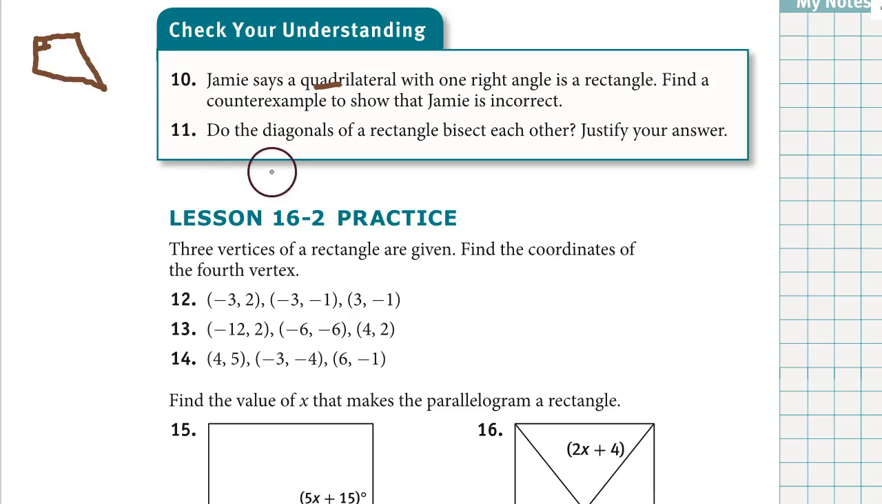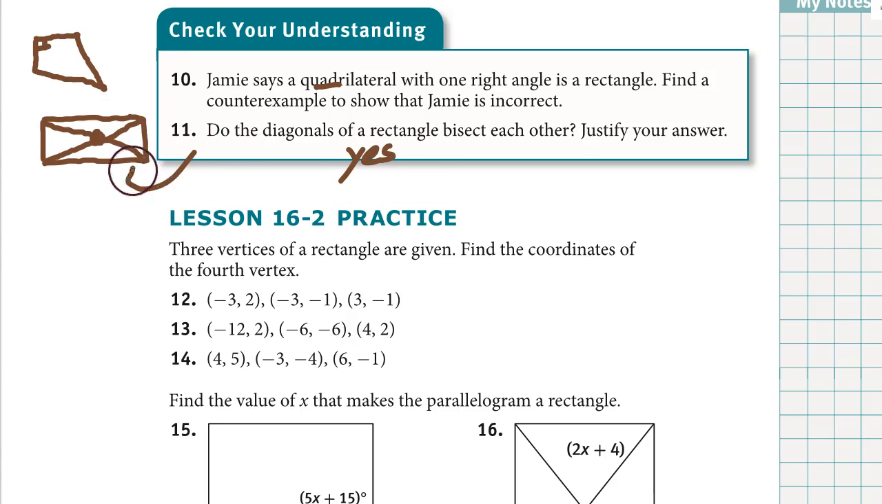Now number 11, do the diagonals of a rectangle bisect each other? Well, let's see. Let's make ourselves a rectangle. And then draw the diagonals. Here's one of them. Here's the other one. Do they touch right in the middle of the figure? It looks like they do. So our answer is yes. And our justification is this picture.